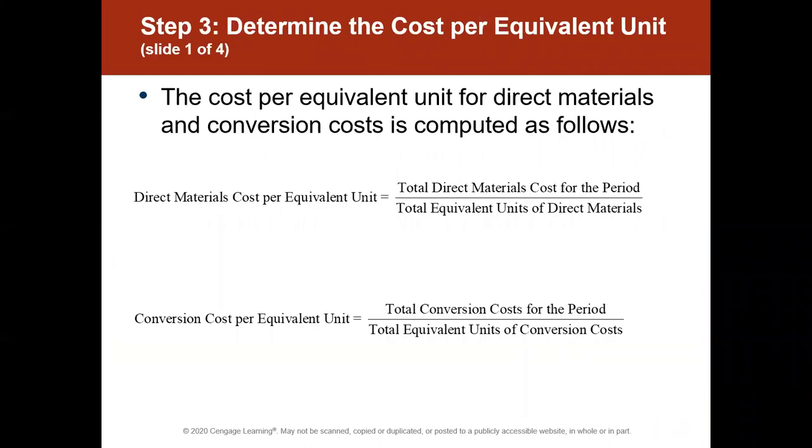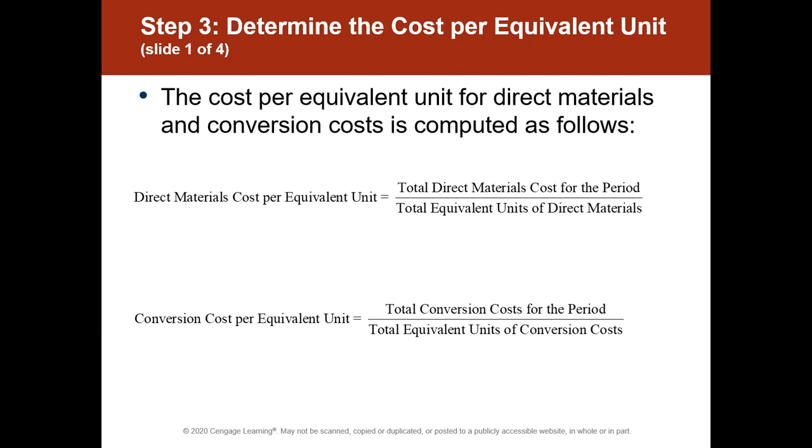When we do some examples, it won't be as bad as it sounds. Okay. All right. So once we've determined the number of equivalent units, now we have to determine the cost per equivalent unit. Again, we do this separately for the materials and for the conversion costs. To find the direct materials cost per equivalent unit, we take the total direct materials cost for the period divided by the total equivalent units of direct materials. That will give us the direct materials cost per equivalent unit.